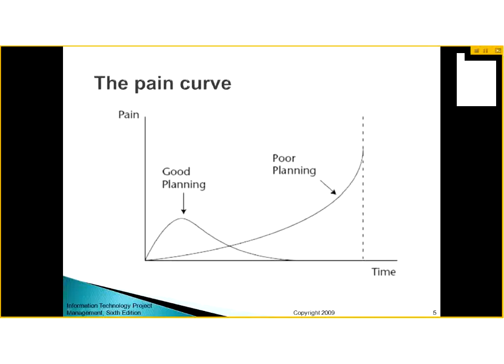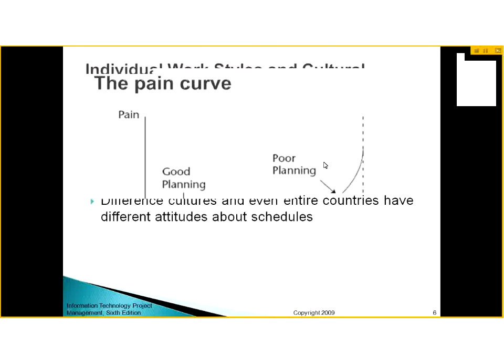So if you have planned everything very well, initially you will be feeling pain, but after that there will be no pain, and near the deadline, the dotted line is showing the deadline, there is no pain. But if you have not done proper planning, then near the deadline, the pain curve will be very high.